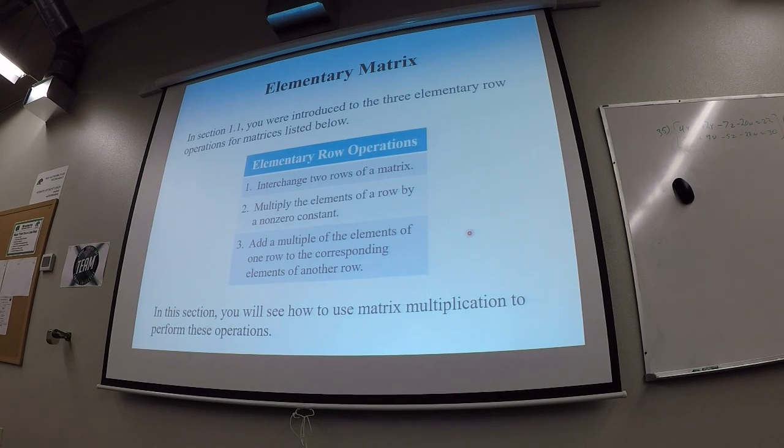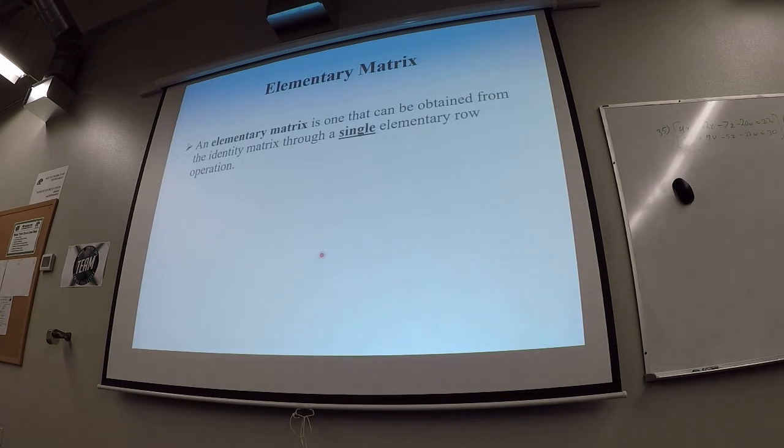So, elementary matrix. In 1.1, we talked about the three different operations we could do, elementary row operations, right? We can interchange, we can multiply by some non-zero, or we can add a multiple. So we're going to use matrix multiplication now to perform those operations. An elementary matrix is one that can be obtained from the identity matrix through a single elementary row operation. Literally one thing, just one thing.